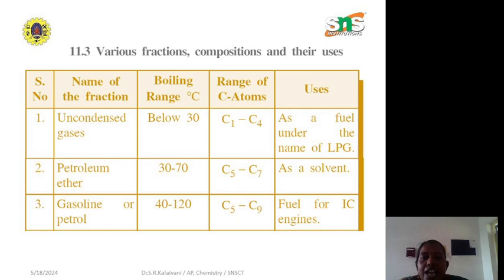Names of the fractions: uncondensed gas, boiling point range below 30, carbon atoms C1 to C4. Uses: it is used in the form of LPG. Then petroleum ether, boiling range 30 to 70, carbon range C3 to C7, used as a solvent. Gasoline or petrol, boiling point range 40 to 120, carbon range C3 to C9, fuel for IC engines.